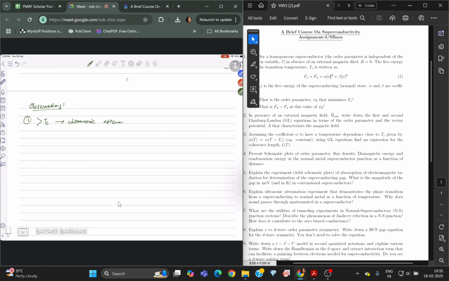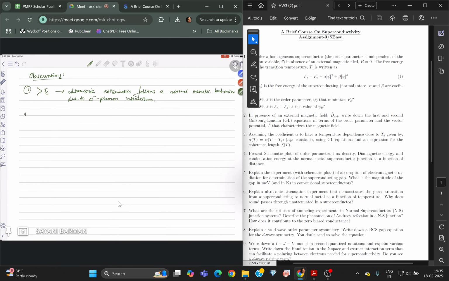Above TC, ultrasonic attenuation follows a normal metallic behavior due to electron phonon interactions.